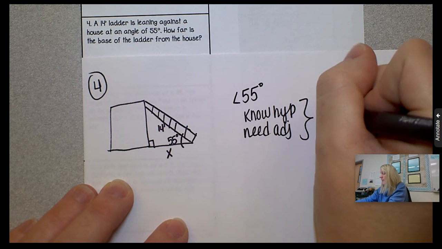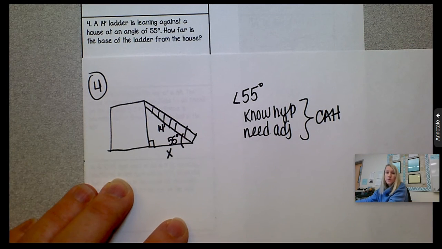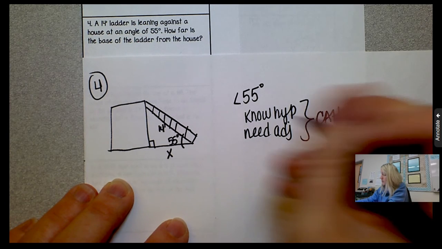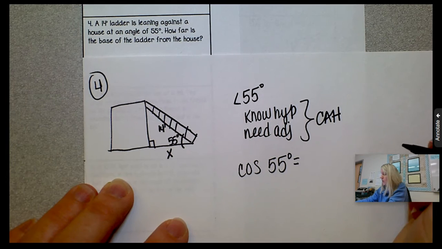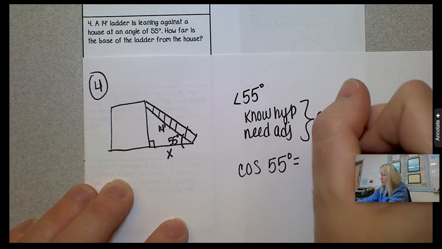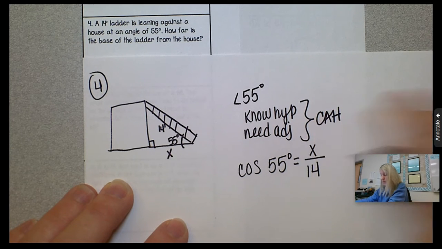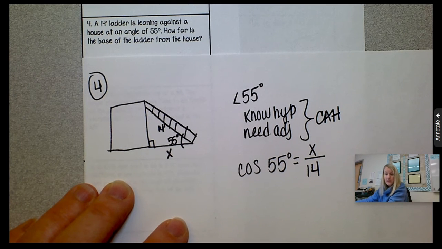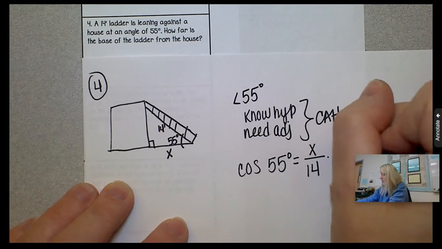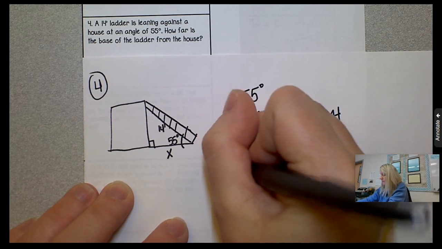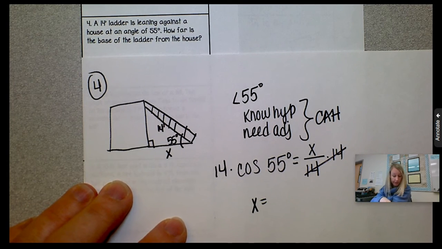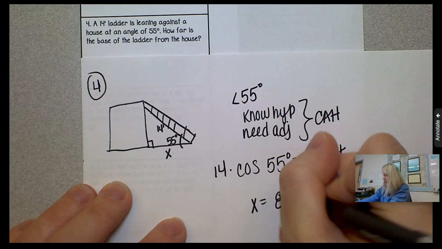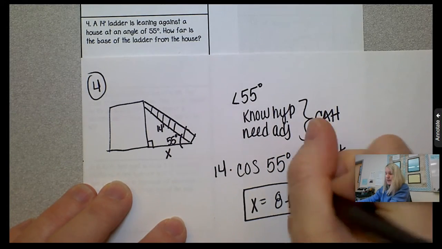So I'm going to use cosine. I think in my head, CAH. So let's see how that would be set up. Cosine of 55 degrees is going to equal, that's adjacent over hypotenuse. Delightful. That's not bad because then it's just one step to solve it. I'm just going to multiply both sides by 14. 14 times cosine of 55 is going to equal, I'm just going to say 8 feet. It's like 8.0 something. And I'm done.